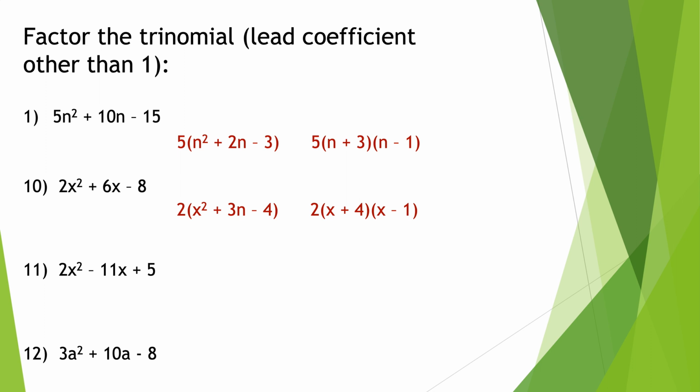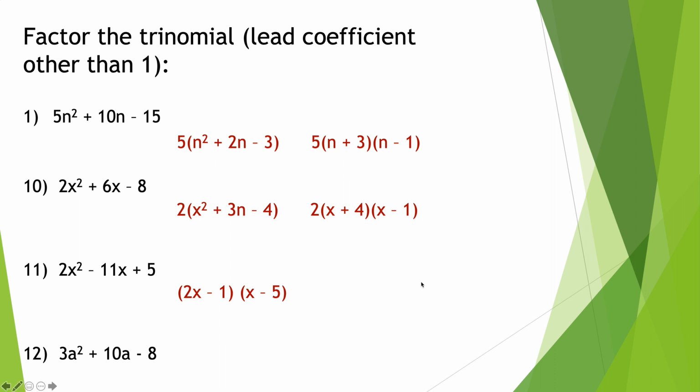Now, what's the difference between numbers 1 and 10 and then number 11? The big difference is that number 11 does not have a greatest common factor, so we go to our Plan B approach. Now, I'm going to show you the correct answer to this. It's 2x plus 1 times x minus 5. How do I get that answer?